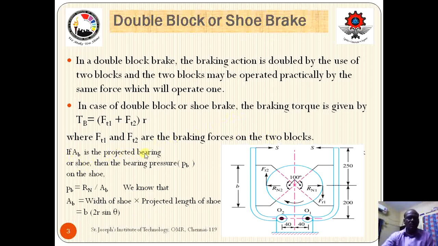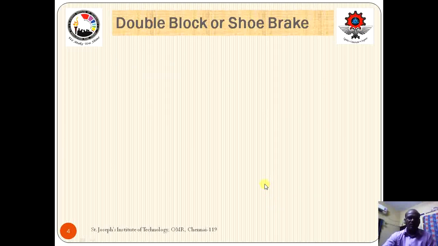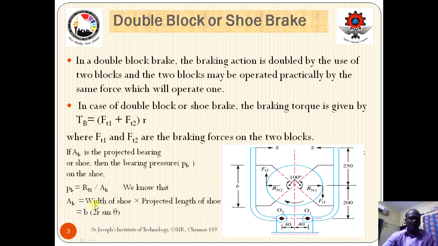So A_B is the projected bearing surface area. Then the bearing pressure is force by area. Pressure is force by area, where the force is the normal reaction, and the area is the overall projected bearing area. Okay. Then A_B we want to find out: the width of the shoe times the projected length of the shoe. So b × 2R sin θ. Using this, you can find it out.